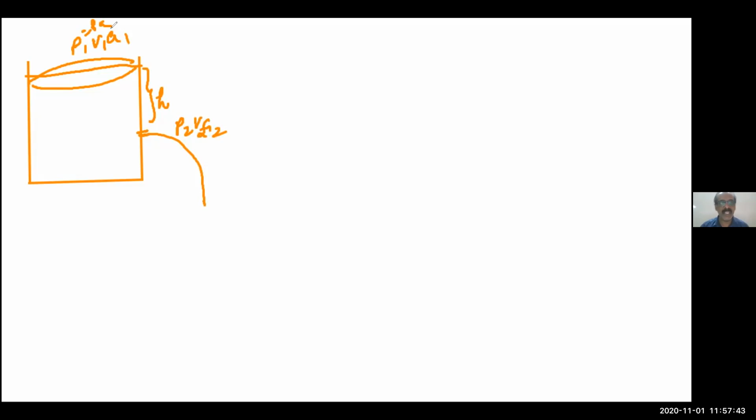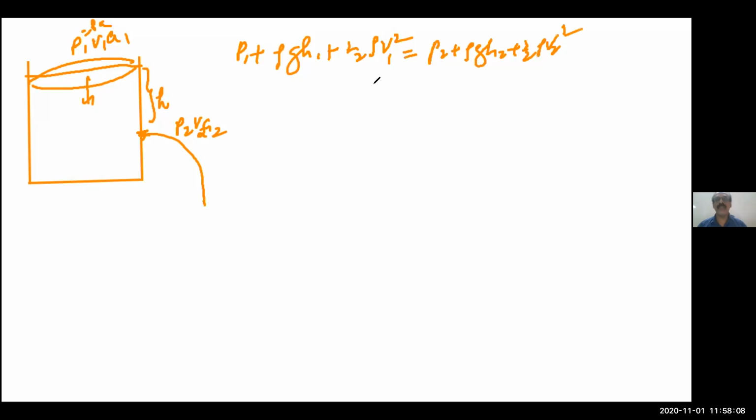Now, by Bernoulli's theorem, at this point water slowly comes down. It's a streamline flow. There we can write P1 plus rho G H1 plus half rho V1 squared is equal to, at this point of flow, P2 plus rho G H2 plus half rho V2 squared.